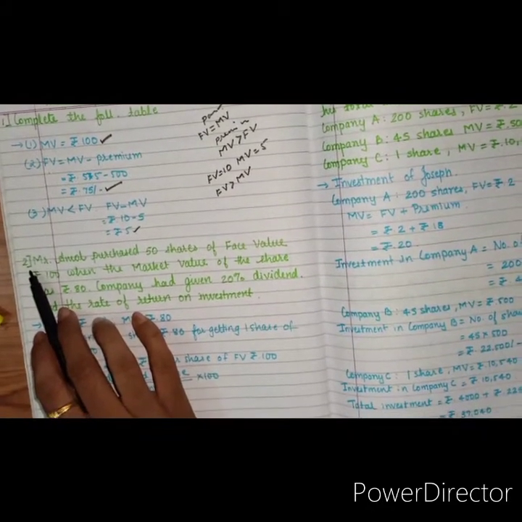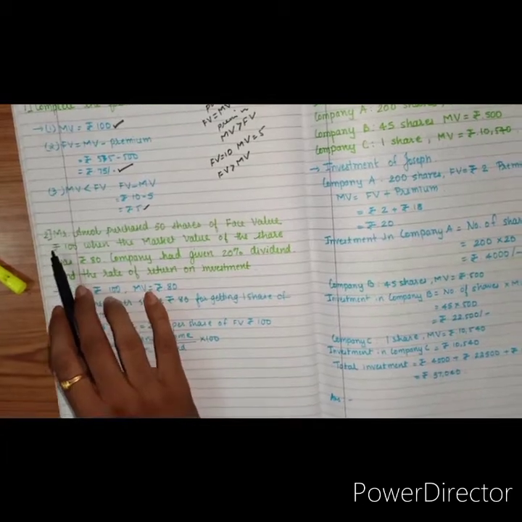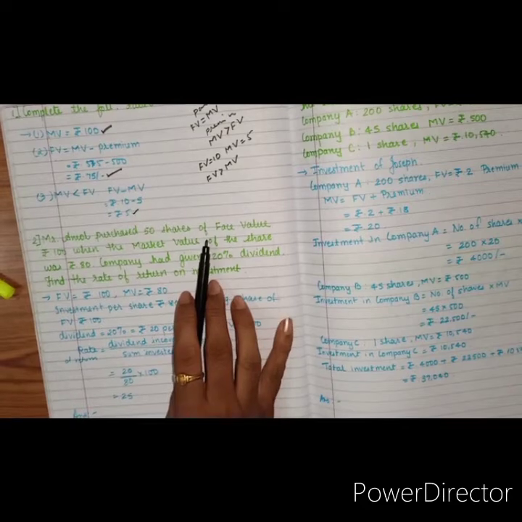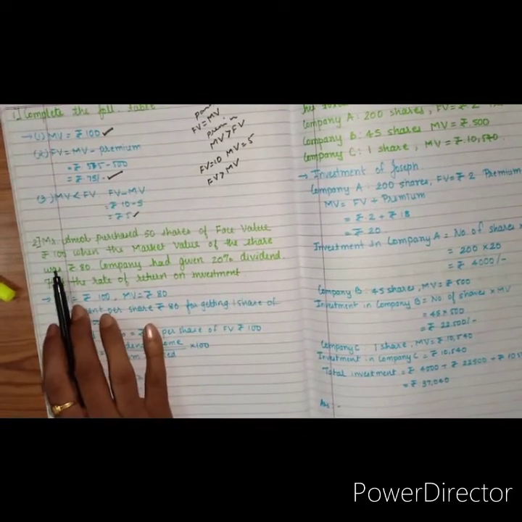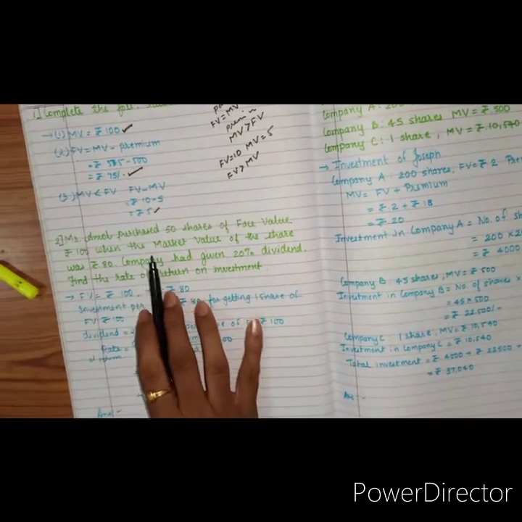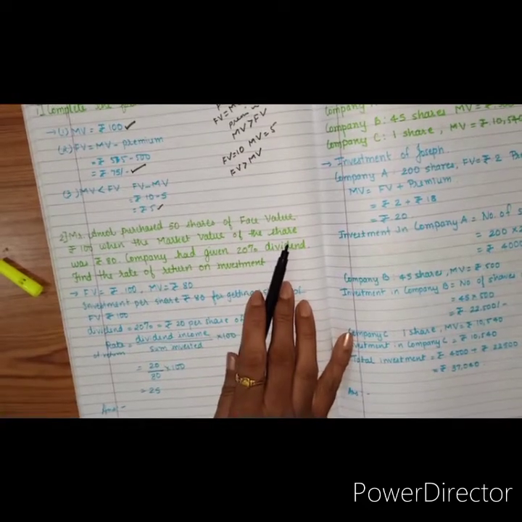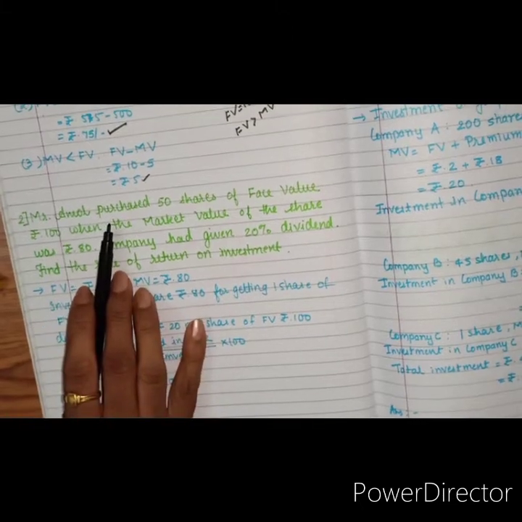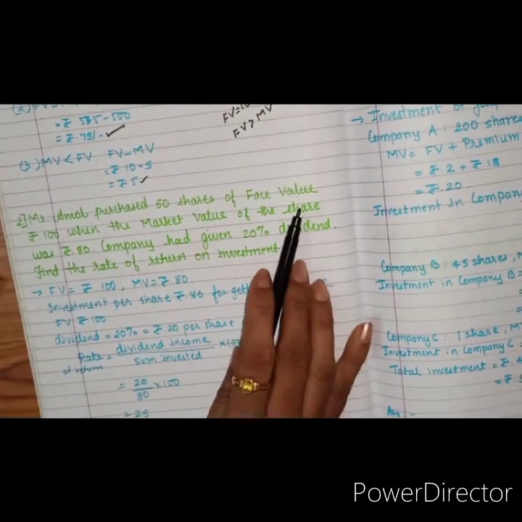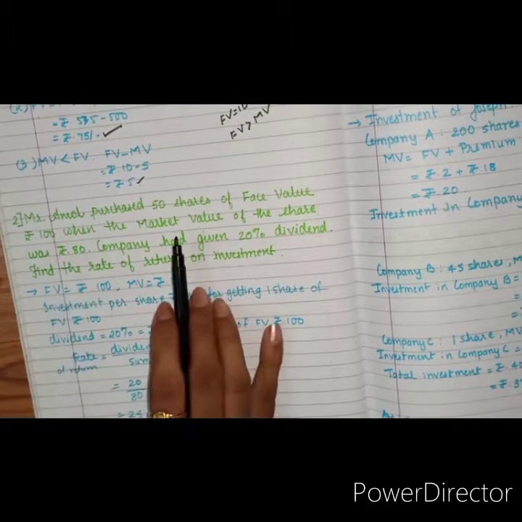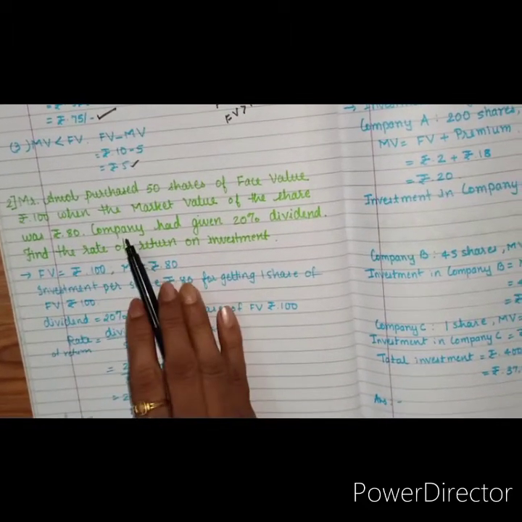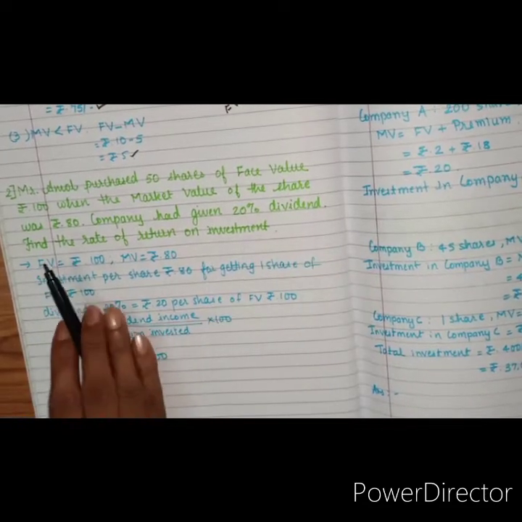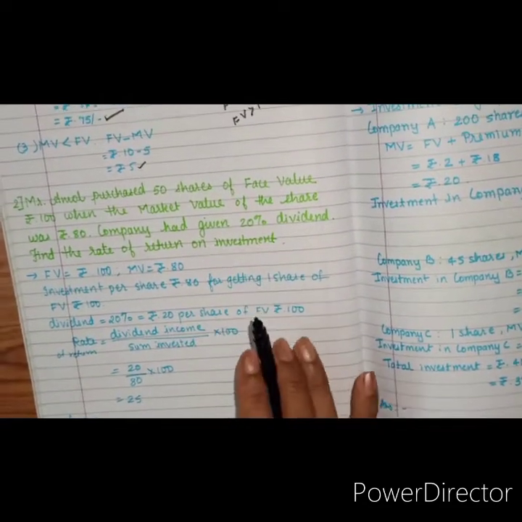Now let us see the second question. Mr. Amol purchased 50 shares of face value rupees 100 when the market value of the share was rupees 80. So he purchased 50 shares of face value 100 and the market value of the share was 80 rupees. The company had given 20% dividend. Find the rate of return on the investment.